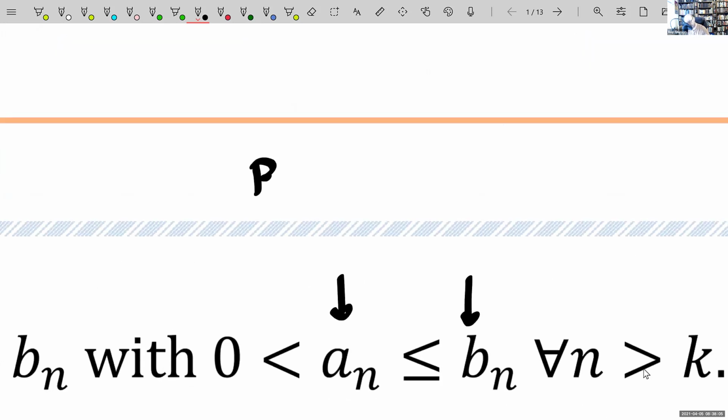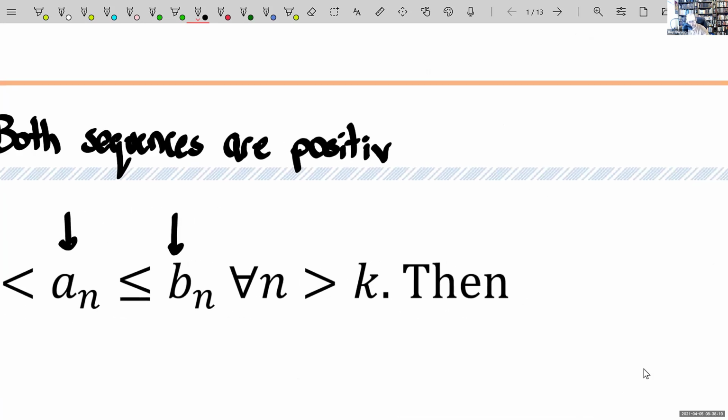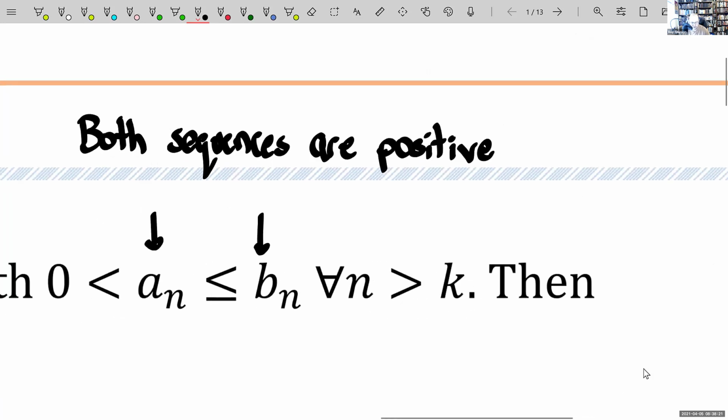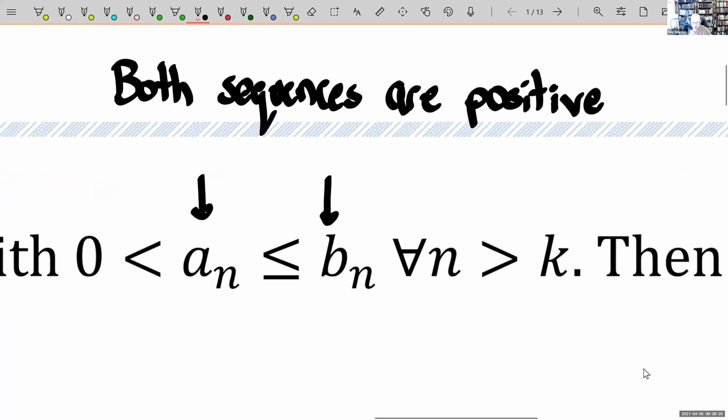Both sequences that the series are based upon are positive. They don't always have to be positive. It's just positive from some value onward. They have to be positive basically at the tail. Okay. So we have two sequences that build a series, and both sequences are positive.